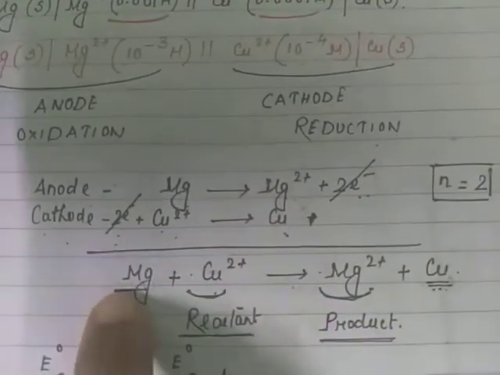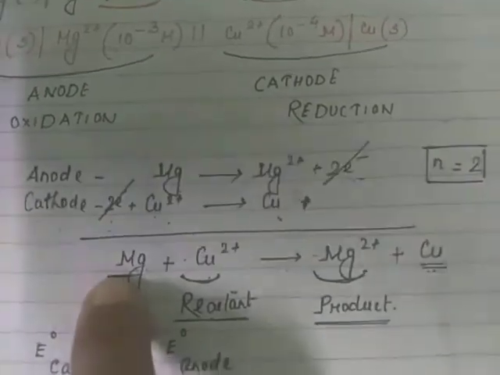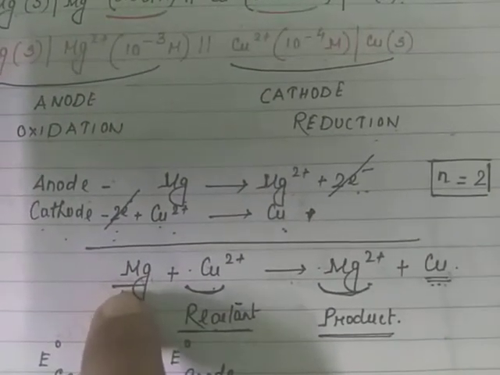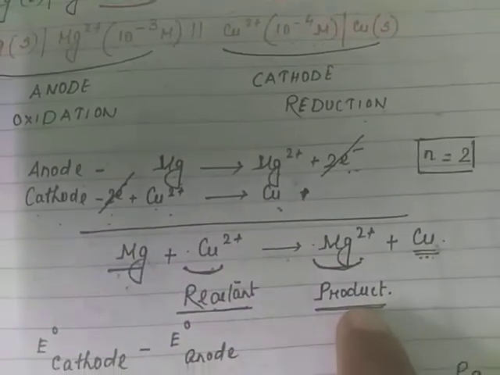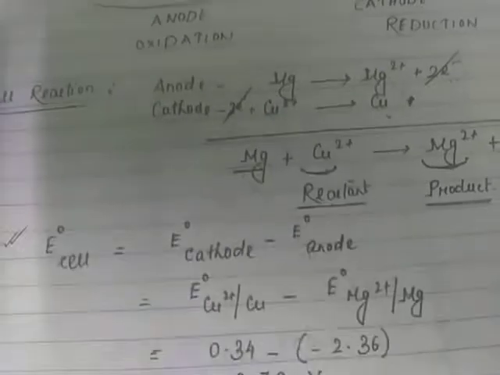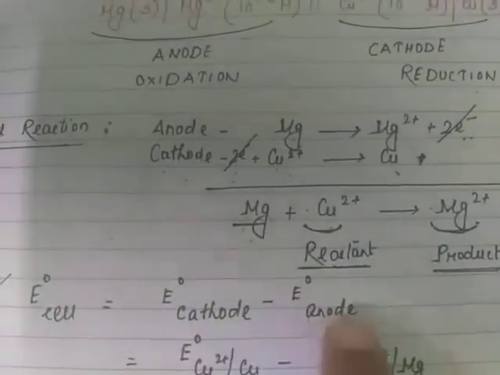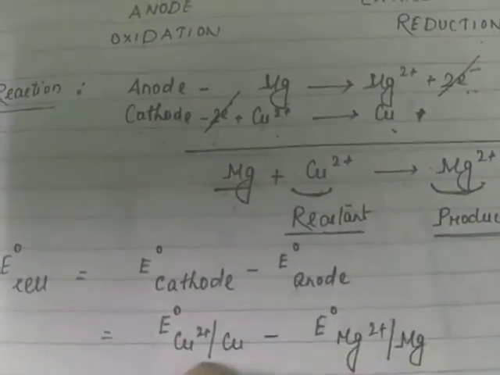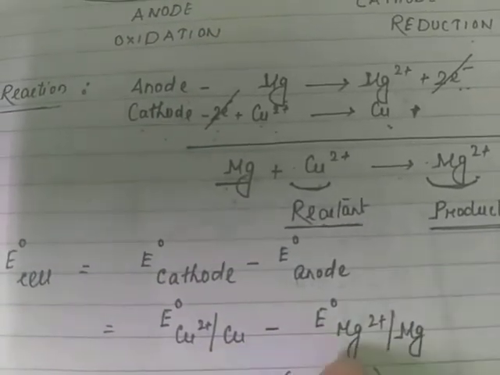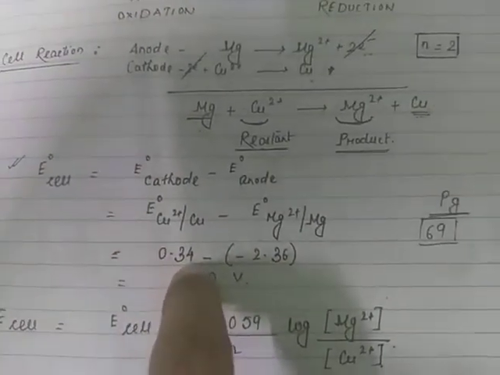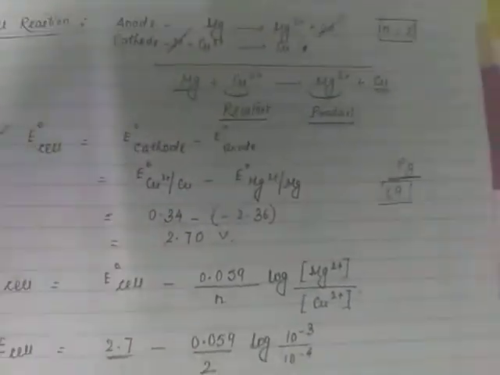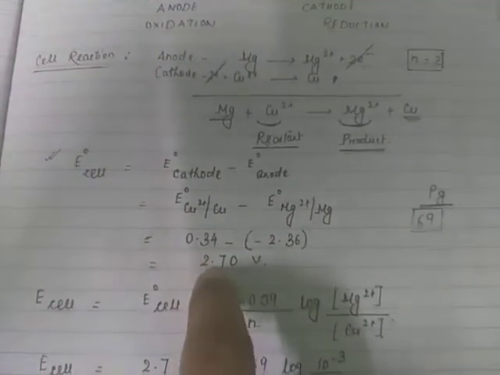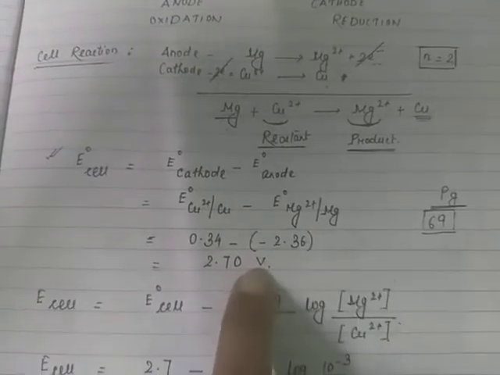Now here the pure solids or liquids will not be considered in the equilibrium constant. So copper ion is the reactant and magnesium ion is the product. E naught cell is equal to E naught cathode minus E naught anode, that is the reduction potential of copper ion and that of magnesium. Seeing the value from the standard reduction potential chart, page number 69 in my book, just check in your NCERT also, this comes equal to 2.70 volt.